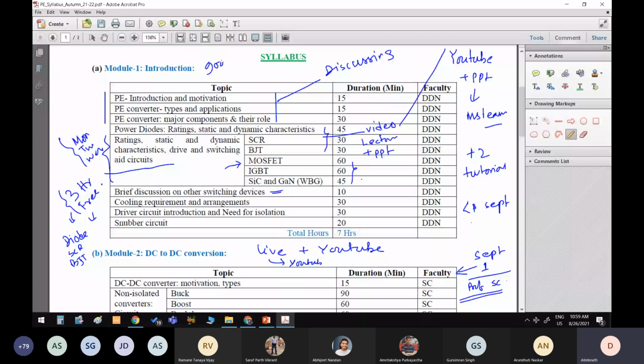But if you want me to clarify anything, you can drop a mail to me, or you can just post or chat in the MS Teams. I'll be able to clarify that. But before Monday, you should cover the required syllabus. And we have a class test on 8th September, right? As per Institute guideline. So for that, this entire module 1 will be the syllabus. Do you have any query regarding this?